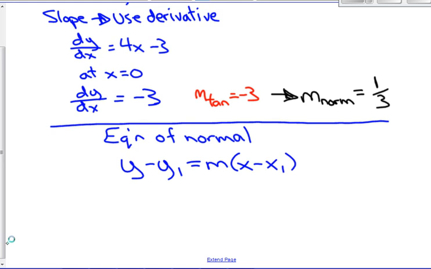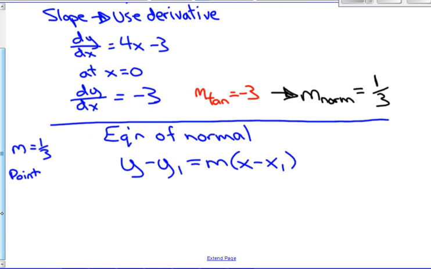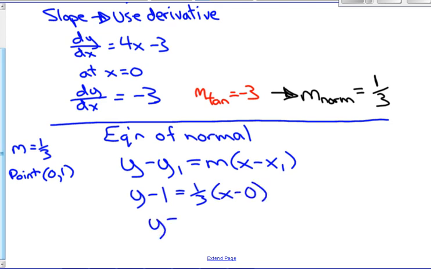Point slope formula. Okay. For us, we had a slope of 1/3 and a point from up top of (0, 1). So I'll have y minus 1 equals 1/3 times (x minus 0). Work it out, get y on its own, and we'd have y equals 1/3 x plus 1. And if you graph that on your device, you'd see the original with the normal. You'd see that this really does look like a normal at x equals 0 on that original curve.